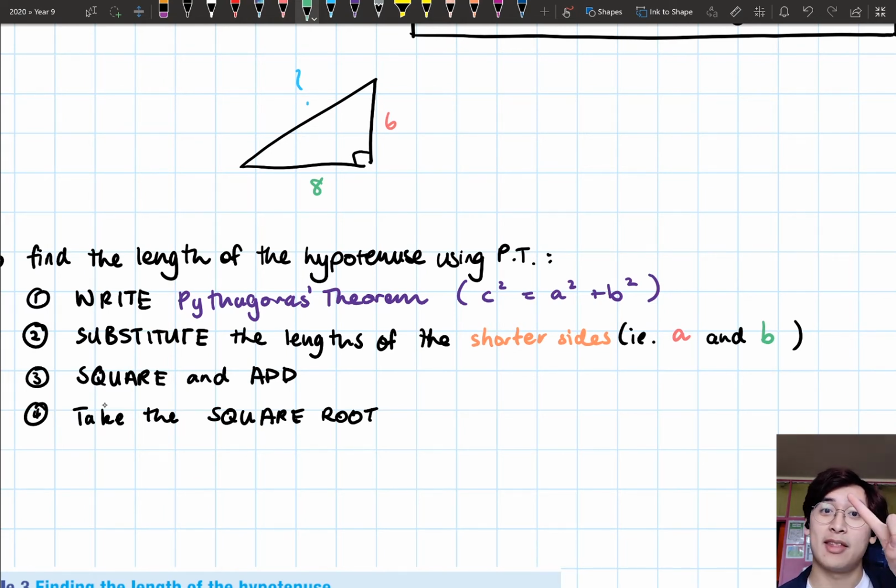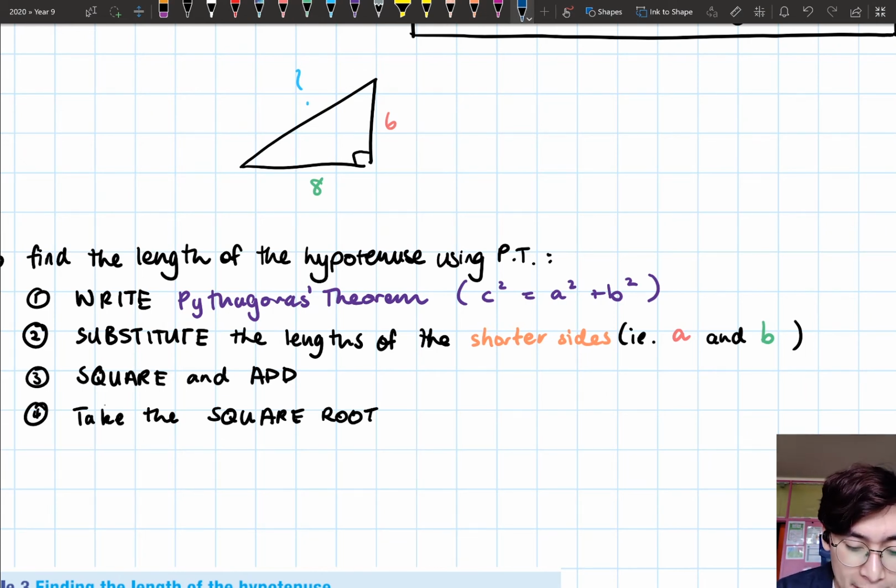First step, write out Pythagoras' theorem. Second step, substitute the values of a and b, so the shorter sides in. The third step is you square them and then you add them. So you just square a and square b and you add the two together. Nothing else to add in that step, luckily. And the final step is you take the square root.